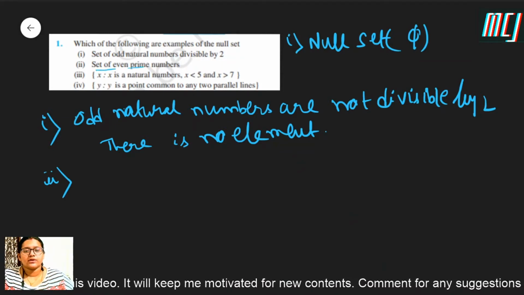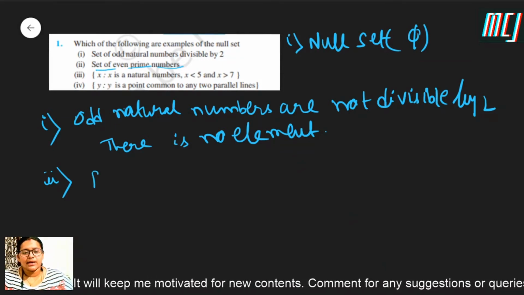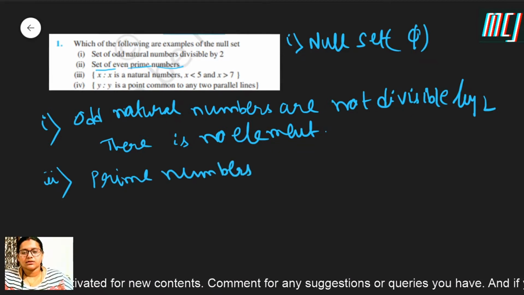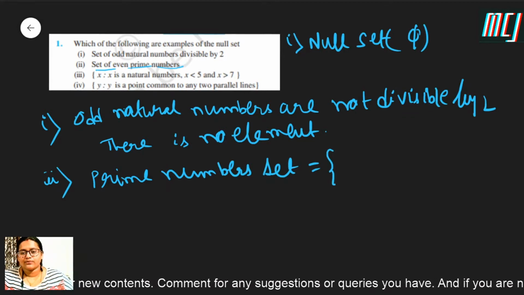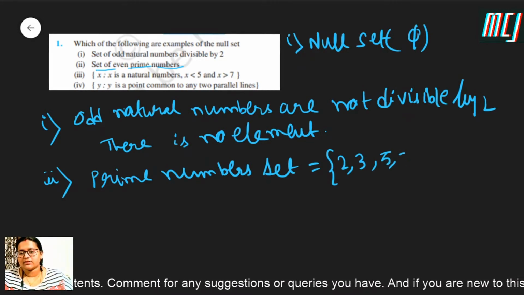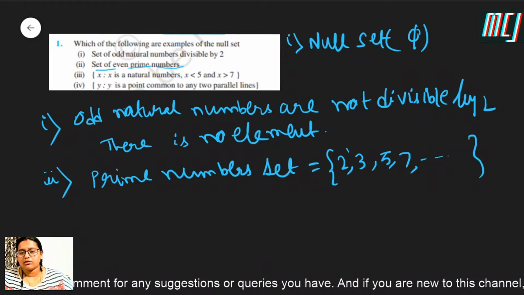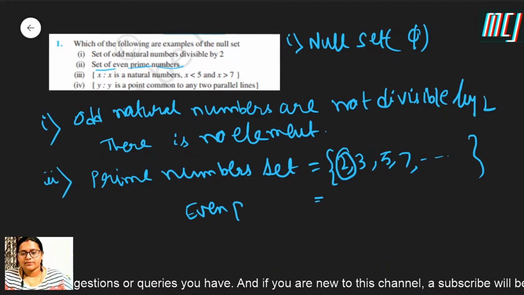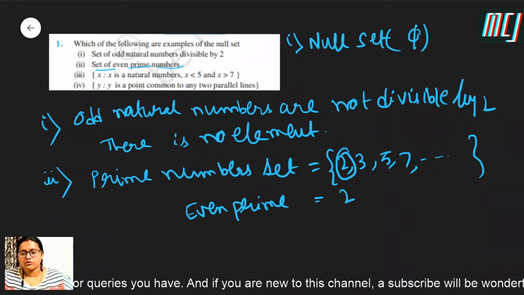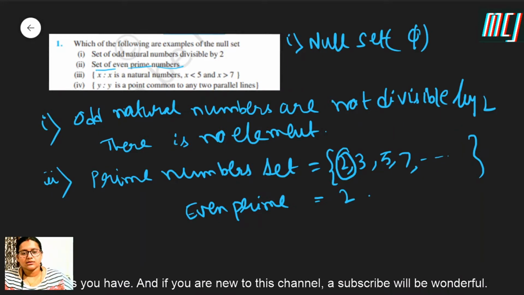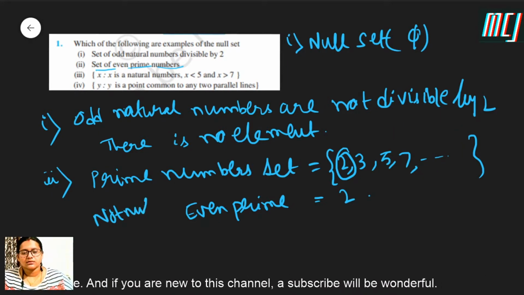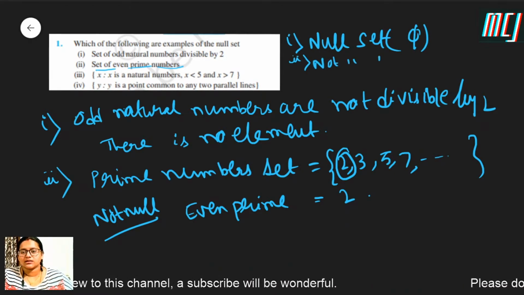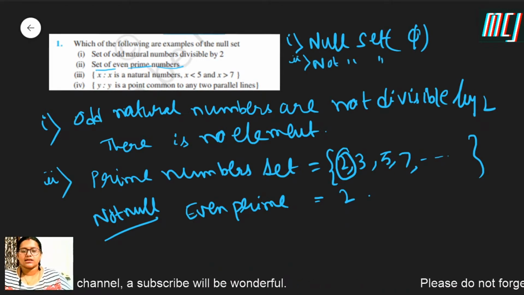Next is the set of even prime numbers. We have the prime numbers set equal to 2, 3, 5, 7 and so on, right? So here only 2 is the even number. So even prime equals 2. So this is not a null set. Right? So 2 is not a null set. Okay. Now check the third.